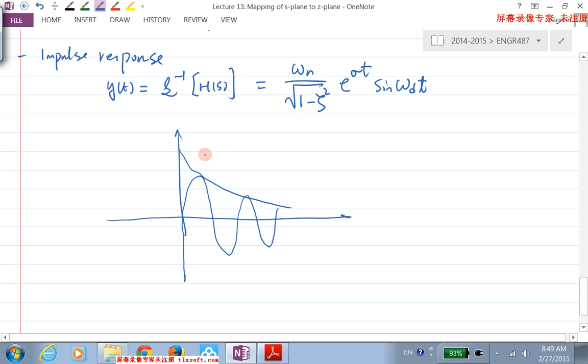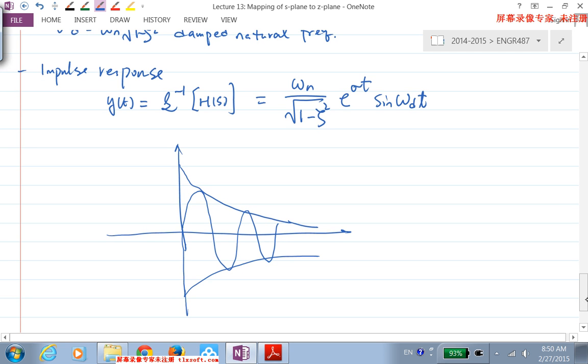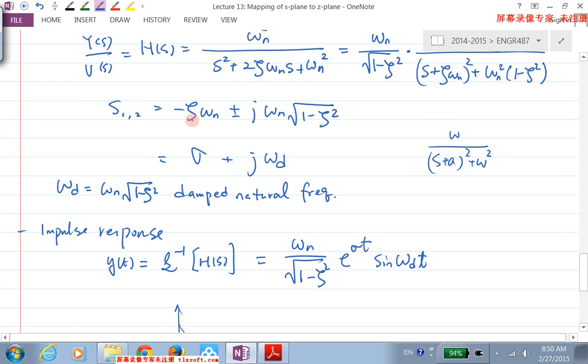It basically depends on the initial condition. It's probably going to oscillate starting from there or somewhere else. But anyway, that's basically the response. So the question is how fast it's going to decay to 0. It depends on the sigma value here. Sigma is negative zeta omega n, so sigma ultimately depends on the damping ratio. Apparently, the higher the damping ratio, the faster the response decays.